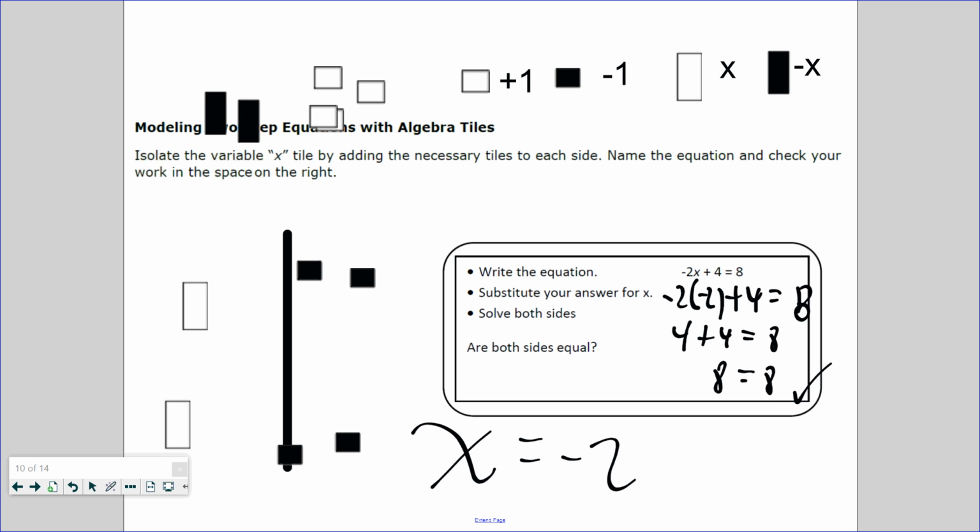So what we just did is we modeled and solved two-step equations, and we also checked our work. What you have to do first is isolate x by doing the inverse operation for both sides. Then you cancel, and then you divide into different groups.